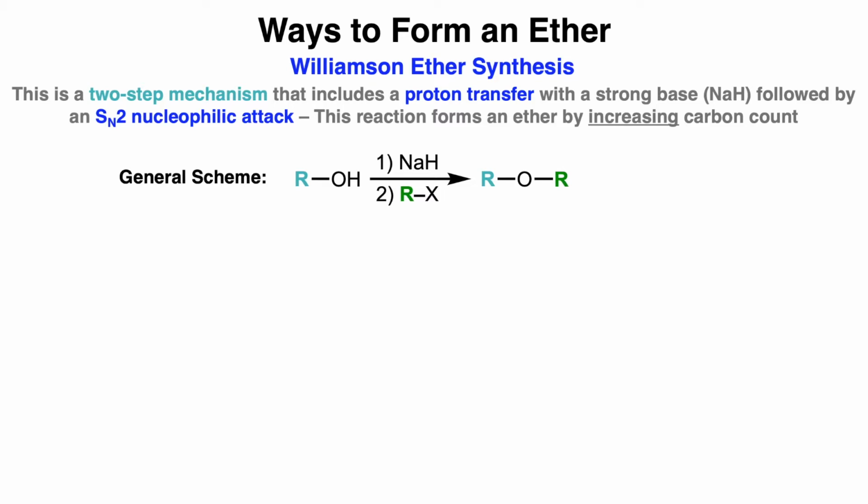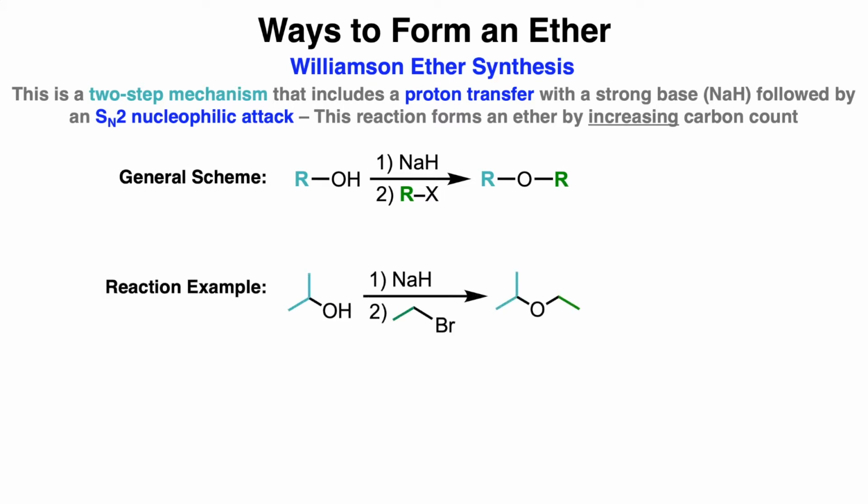Williamson ether synthesis is a two-step mechanism that includes a proton transfer with a strong base, such as sodium hydride, followed by an SN2 nucleophilic attack. Keep in mind that this reaction forms an ether by increasing carbon count. In this example, 2-propanol is reacting with sodium hydride, and then with ethyl bromide to form the following ether.